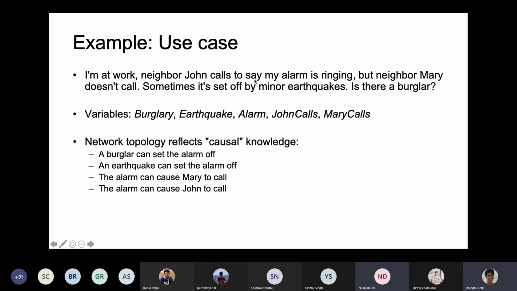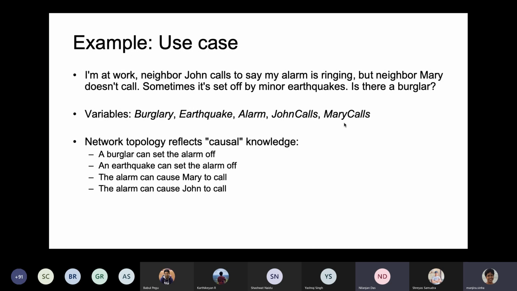So in this case, what are my variables? First of all, I need to find the probability of the burglary. So burglary is a variable. I need to find the probability that there was no minor earthquake. So earthquake is also a variable. Then the probability that the alarm has actually been set off. So alarm is a variable. And then John calling on the alarm being set off is a probability. So John calls is a random variable and Mary calls is also a variable.